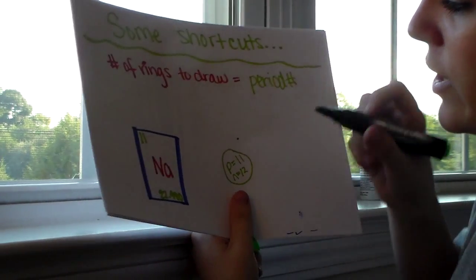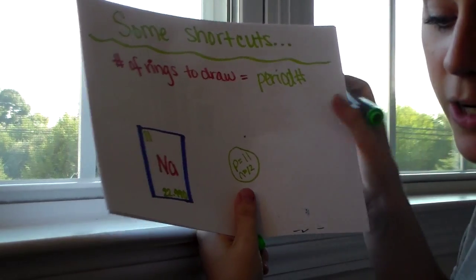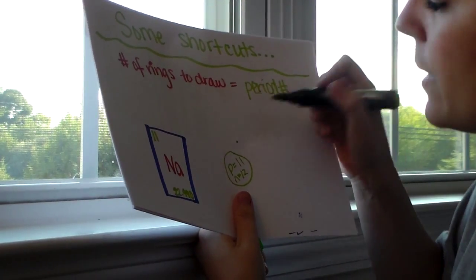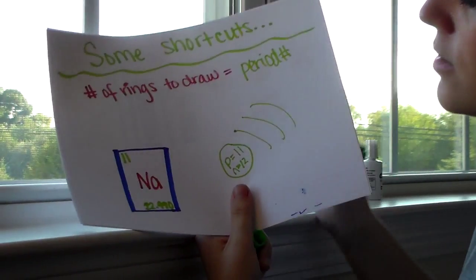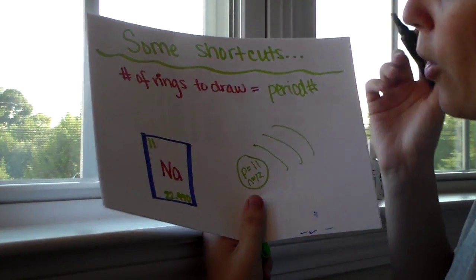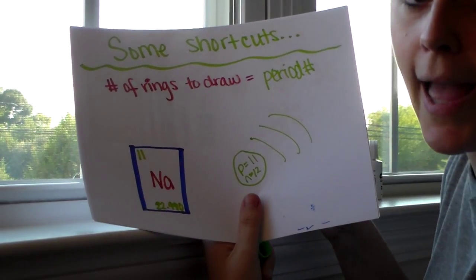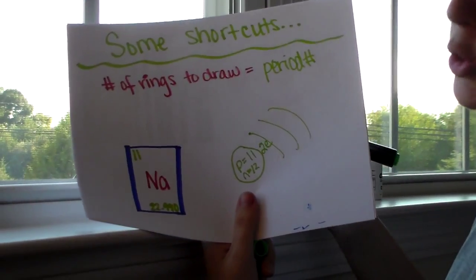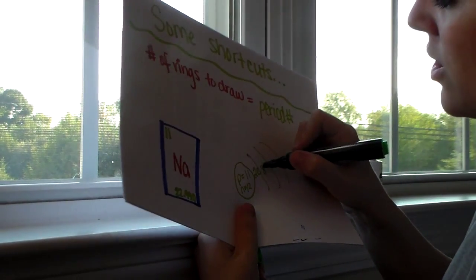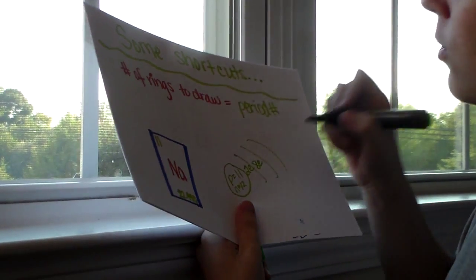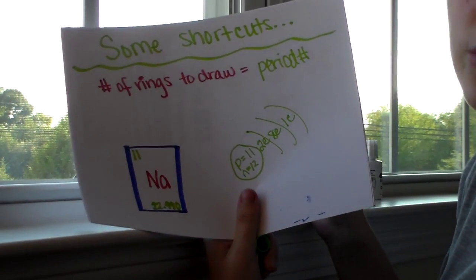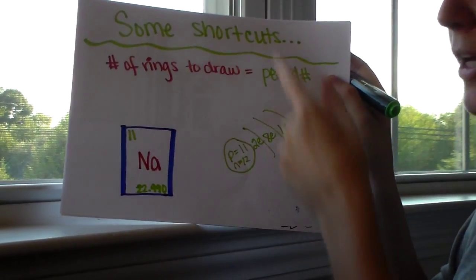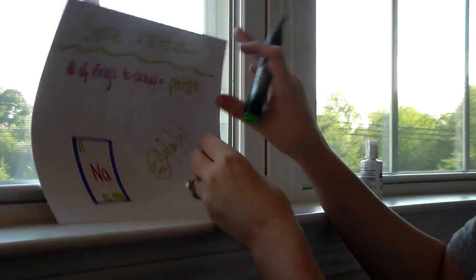The shortcut comes with the electrons. Okay, so I know sodium has 3 rings because it's in period 3 on the periodic table. So here's my 3 rings. They're just shorter, smaller. And then all you're going to do is write how many electrons are in that ring. So the first ring would have 2 electrons. The second ring would have 8 electrons, which would leave 1 electron to go into the last ring. Okay, so 2 shortcuts you can now use.